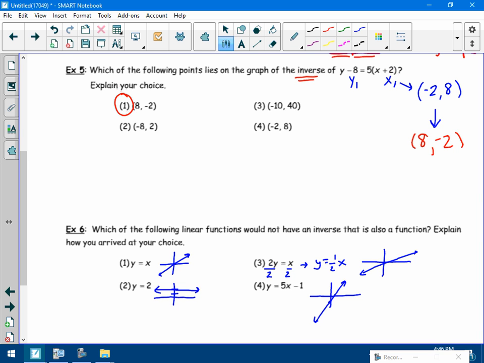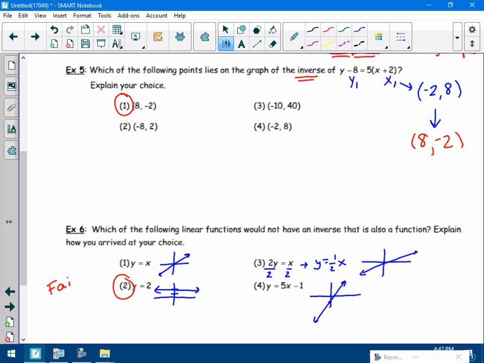So which of those would not have an inverse that's also a function? Remember what we said at the very beginning of class. When you switch x and y, in order to be a function, you've got to pass the vertical line test. So if it's got to pass the vertical line test after we switch x and y, it's also got to pass the horizontal line test. It's got to be 1-to-1. So only one of these functions is not 1-to-1, and that's choice 2.